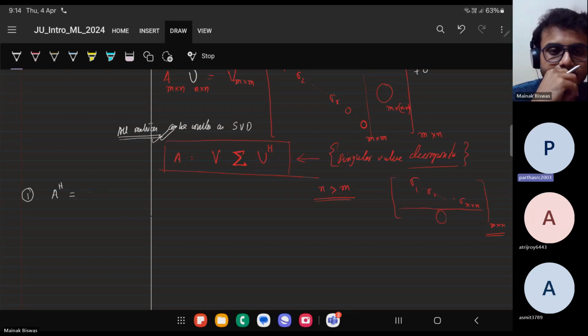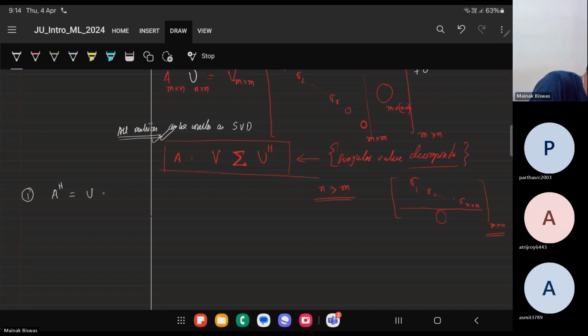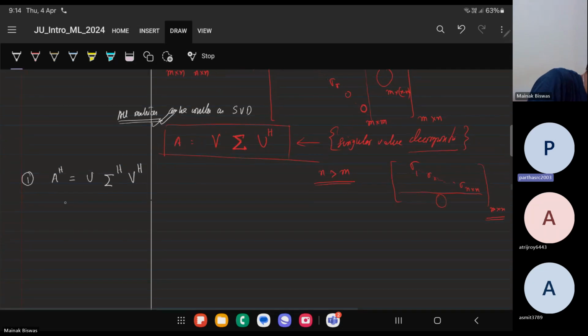A Hermitian is U sigma V Hermitian, but since sigma is diagonal, sigma Hermitian is sigma, because sigma is real. So it equals U sigma V Hermitian. This is N cross M, M cross M, M cross N, N cross N, and A Hermitian is N cross M. Right?